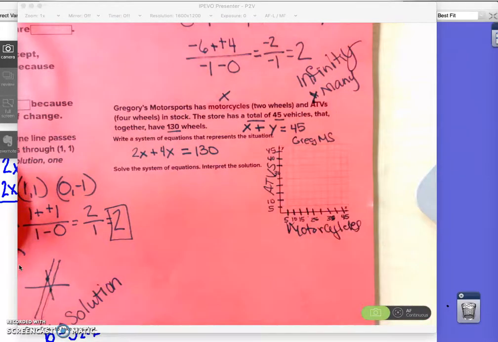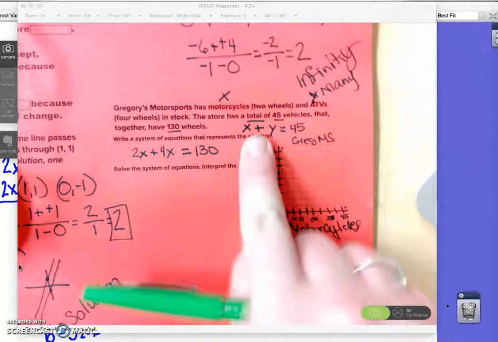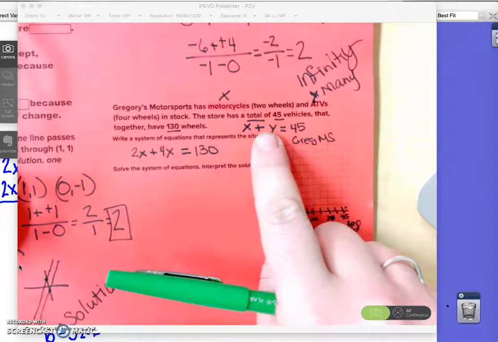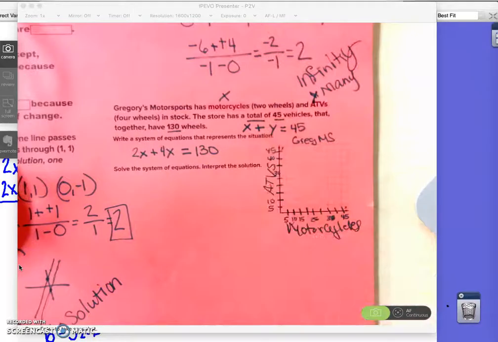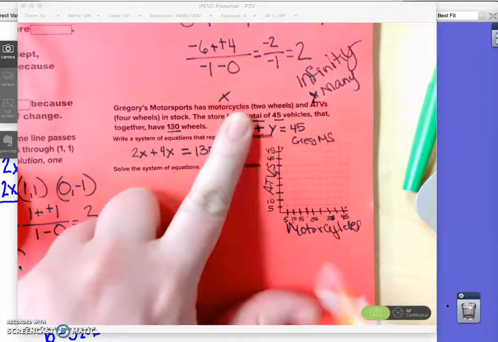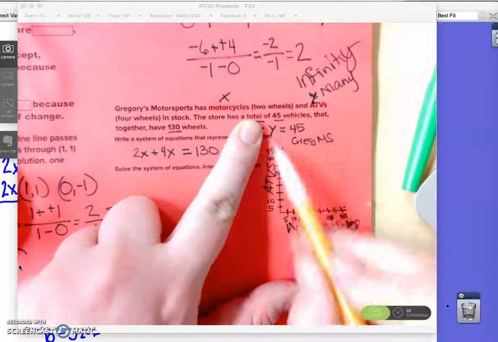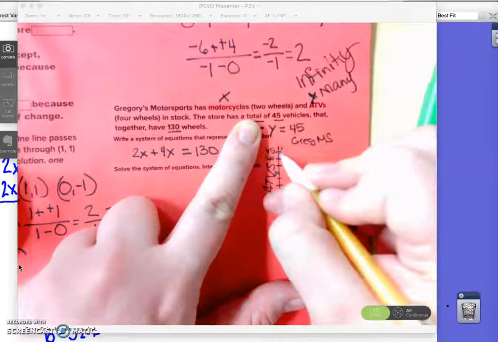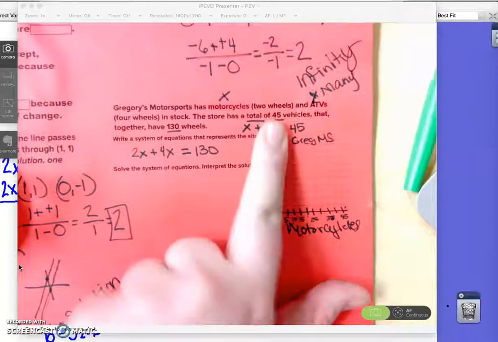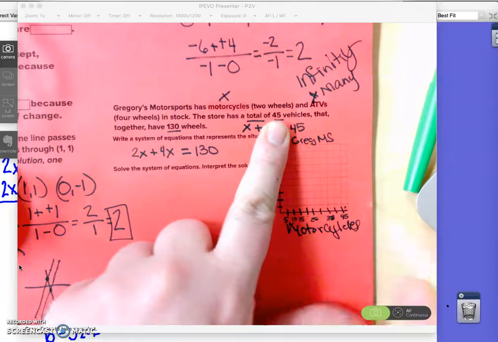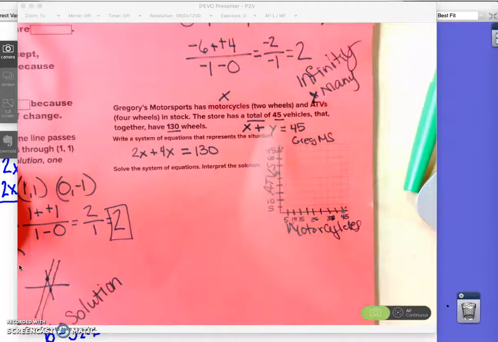All right. I could think about this equation here, and I could graph this using my X and Y intercepts like we did one time, and we don't need to, but I want to just quickly do it. If you had zero motorcycles, how many ATVs would they have? Well, they would have 45, right? And I could put a dot at 45. Then if I had 0 ATVs, how many motorcycles would I have? Well, I again would have 45.